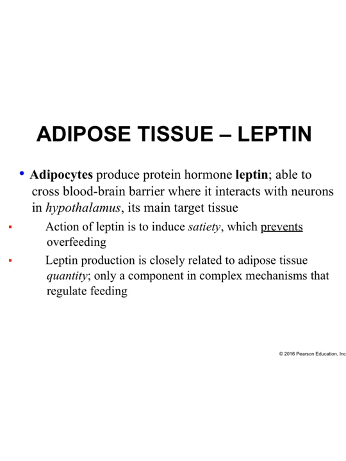Adipose tissue. Adipose tissue is made of adipocytes, and adipocytes do produce a hormone. It's a protein hormone called leptin. And leptin is, of course, lipid soluble, so it's able to cross the blood-brain barrier where it interacts with the neurons of the hypothalamus. The hypothalamus is the main target for leptin.